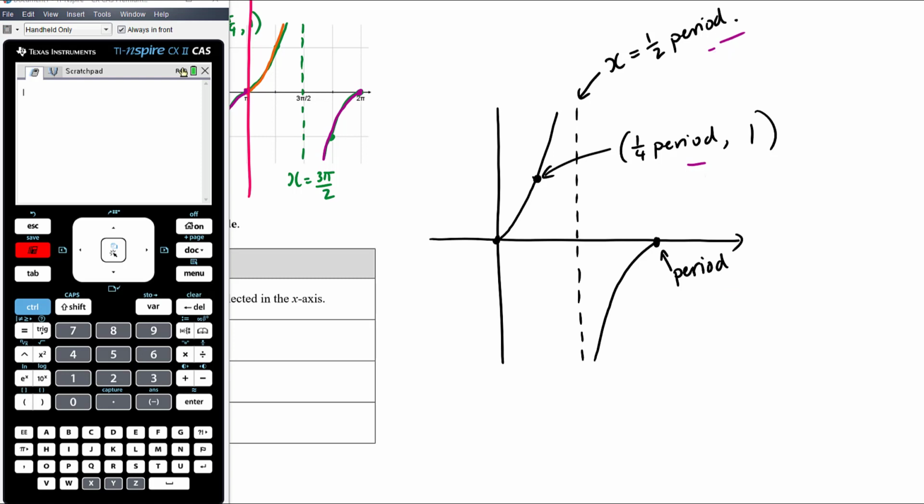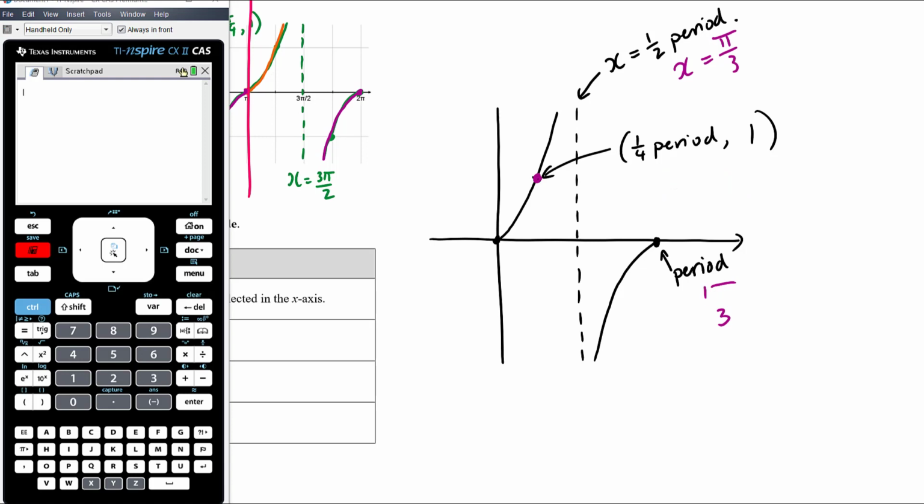If the period was pi on 2, then the asymptote would be at x equals half of that, which is pi on 4, and the coordinates of this point would be at a quarter of pi on 2, which is pi on 8, 1. Okay. If your period was, let's say, 2 pi on 3, then your asymptote would be at pi on 3, which is half of 2 pi on 3, and your point would be at half again, so pi on 6, 1.